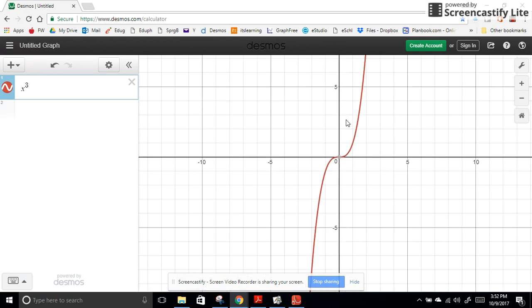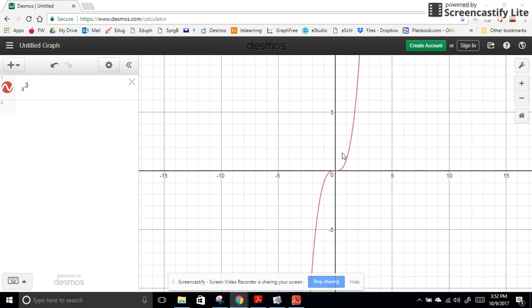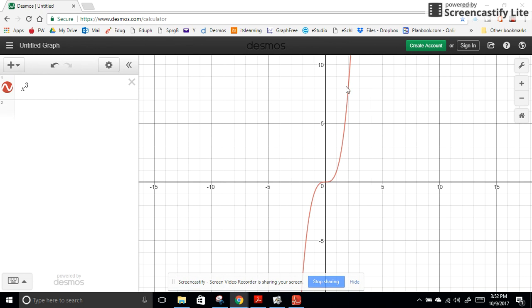You plug in 2. You can't see it, but if you plug in 2, because 2 times 2 times 2, that's what 2 to the third power means. Plug in 2. So there it is. You get 8. You plug in -1, you get -1. So if you plug in -2, you're going to get -8 because that's what x cubed looks like.